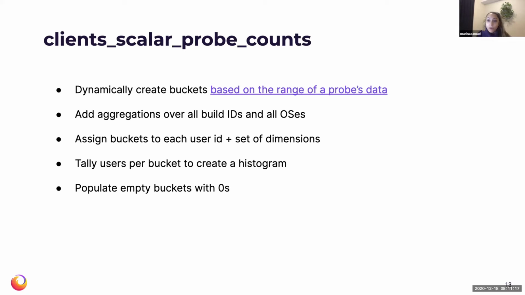So what about scalars? How do we prepare those to be displayed? They're a little different. We want to show all the user contributions in one distribution. So we need to create buckets to tally the users for a given probe. So deciding what buckets to use was a little bit tricky.